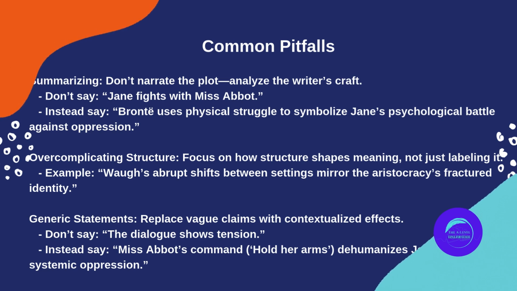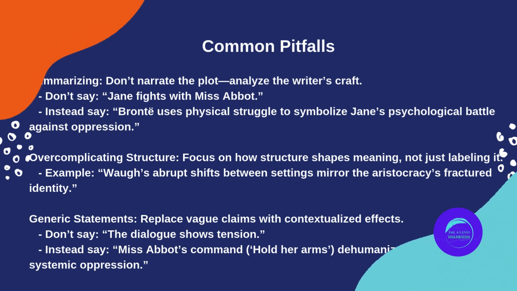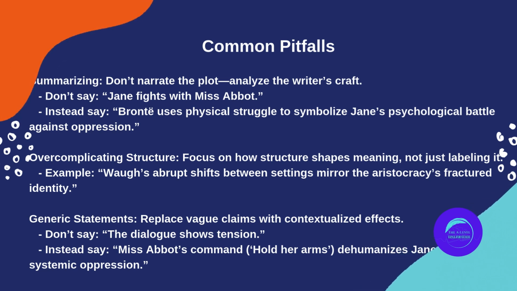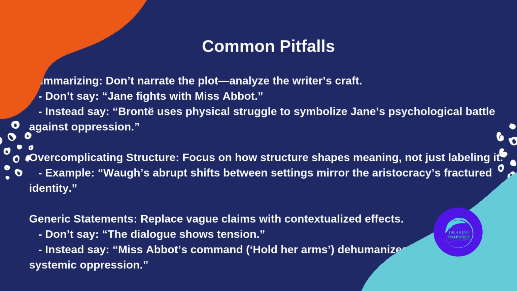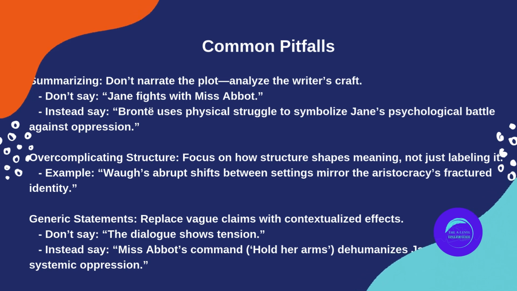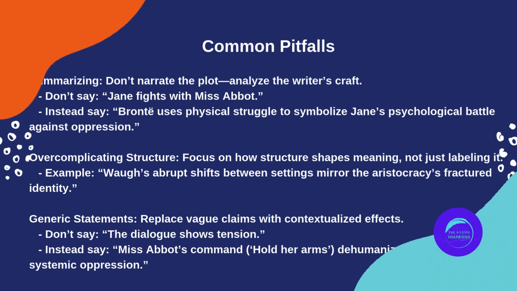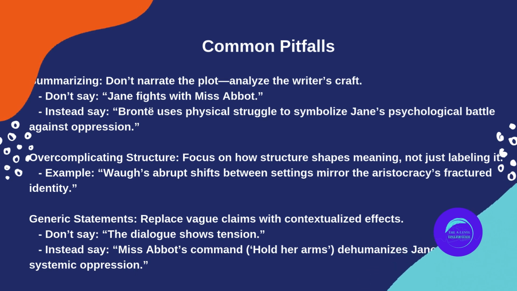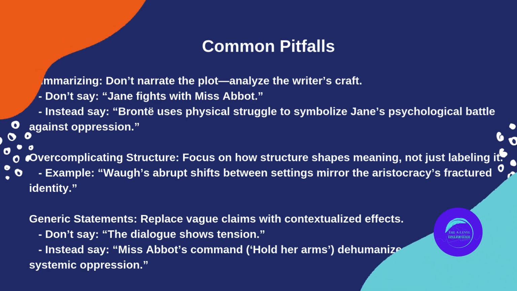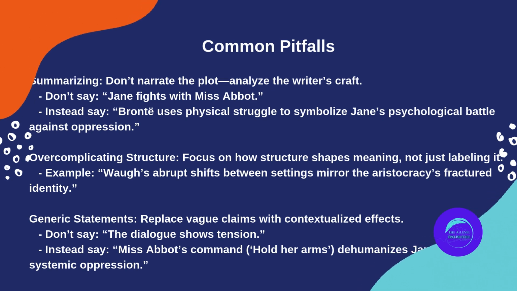Common pitfalls to avoid. Summarising: don't narrate the plot, analyse the writer's craft. Don't say, "Jane fights with Miss Abbott." Instead say, Brontë uses physical struggle to symbolise Jane's psychological battle against oppression. Overcomplicating structure. Focus on how structure shapes meaning, not just labelling it. Example. Waugh's abrupt shifts between settings mirror the aristocracy's fractured identity.